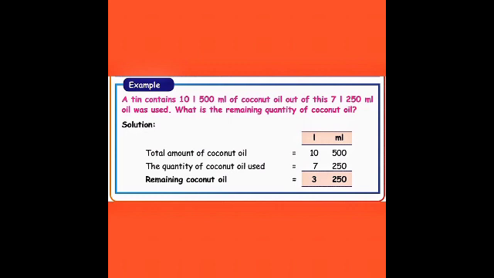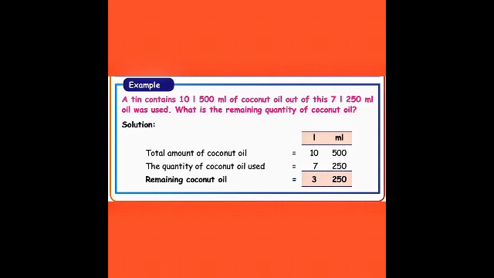The total amount of coconut oil is 10 liter 500 milliliter. The quantity of oil used is equal to 7 liter 250 milliliter. If you subtract from milliliter 500 to 250, we will get 250. And 10 minus 7 is 3. So the remaining coconut oil in the tin is 3 liter 250 milliliter. Yes, my dears.